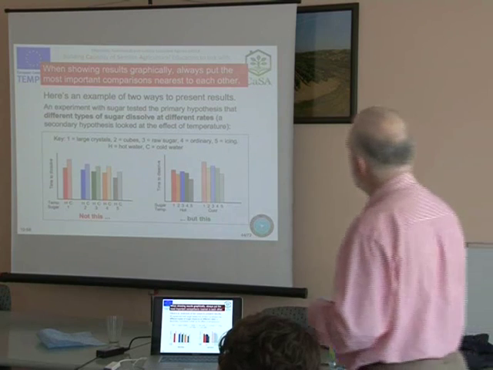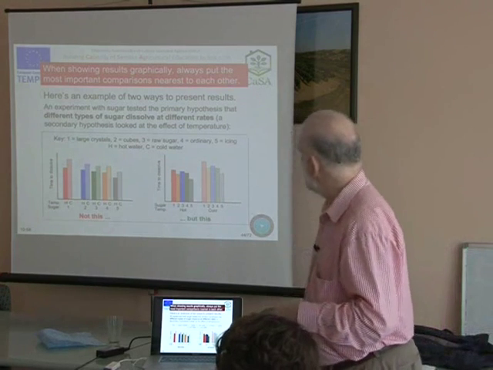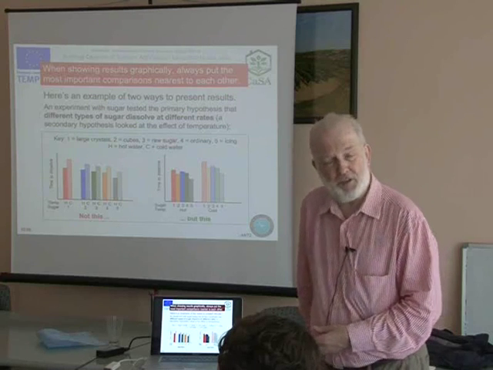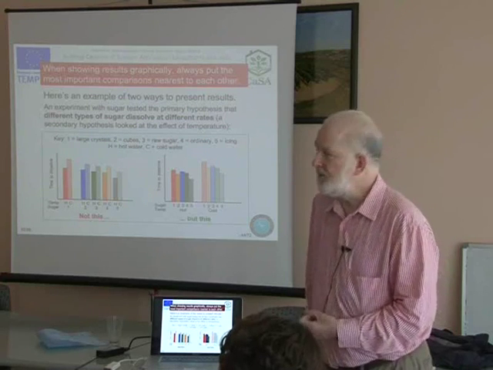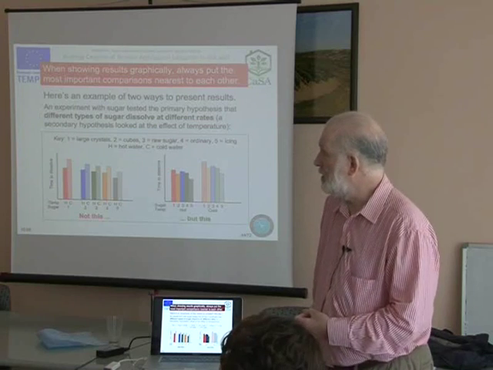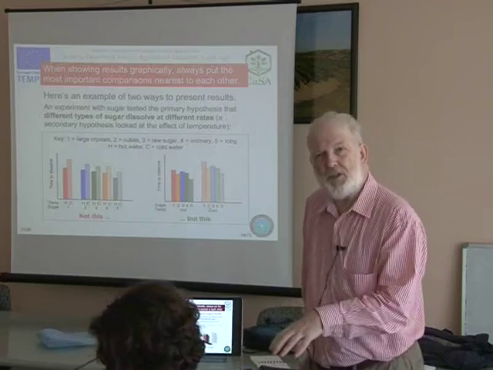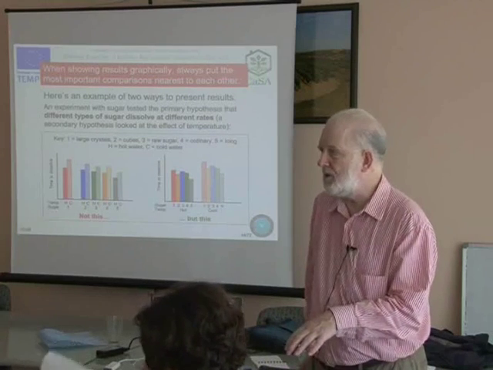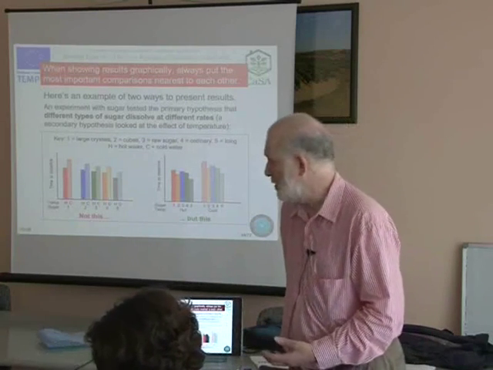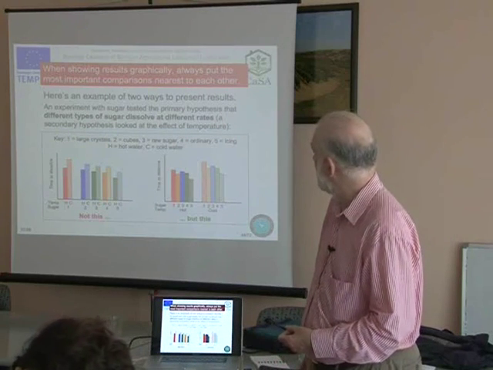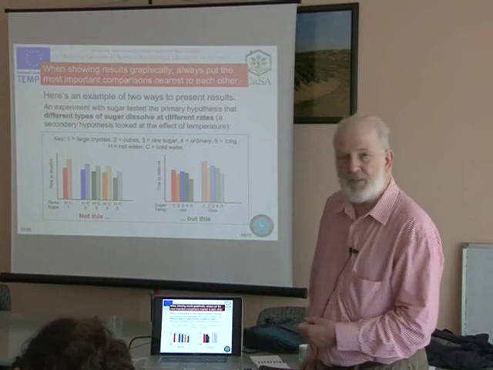So here's an example. It's from the sugar experiment that I give, and the primary hypothesis is that different types of sugar will dissolve in water at different rates. So the time it takes for the sugar to dissolve in water is going to depend on the type of sugar. And there was a secondary hypothesis that looked at the effect of temperature.